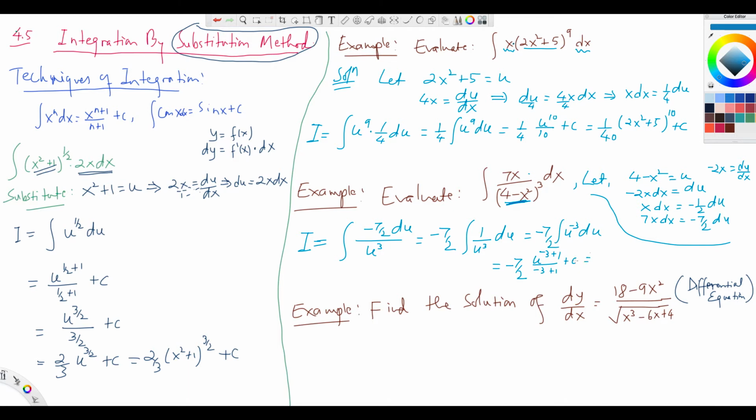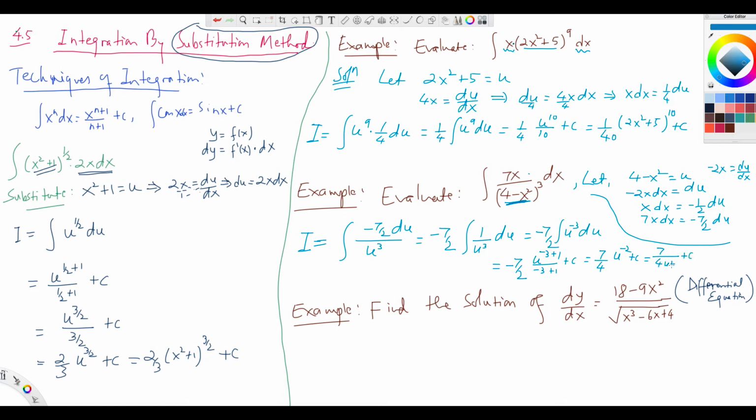So how do I write that? Negative 3 plus 1 is negative 2, right? Negative 2, and then negative 7/2 will be positive 7 over 4 and u to the negative 2, right? So you can write plus c. So you can write this as 7 over 4u squared plus c.